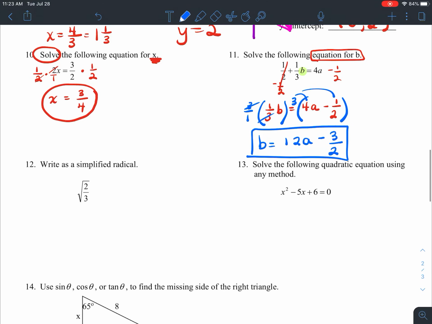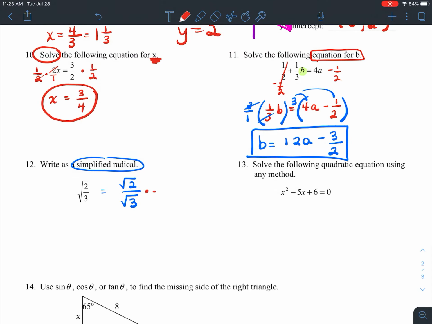Okay. Number 12, I don't know if you have any experience in geometry of simplifying radicals. When you have a fraction that is underneath a radical, the first thing you want to do is make that square root symbol go over both the numerator and denominator. Simplifying a radical means to remove any square roots, radical symbols, from the denominator.